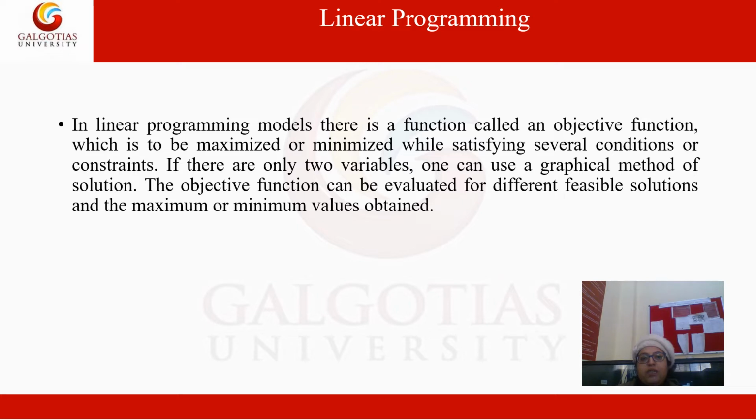So let us begin with a set of constraints and consider them as a system of inequalities. The solution of this system of inequalities is a set of points, and the objective function needs to be evaluated for the different feasible solutions so that the maximum or minimum value can be obtained. The linear graph consists of different types of nodes or points which are joined to each other.